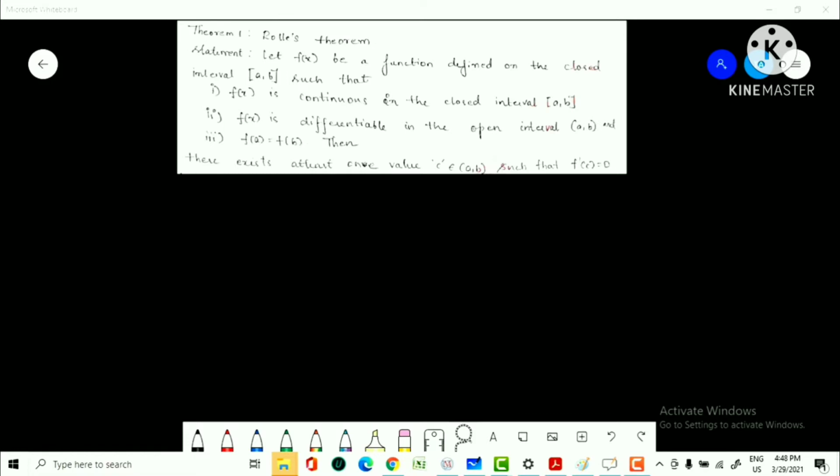Today we will be discussing Rolle's theorem. We will see the proof. Before that, we will see what the theorem is saying. The statement is like this.